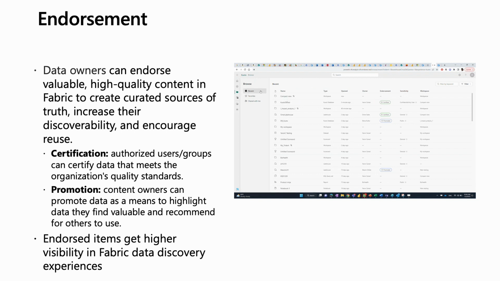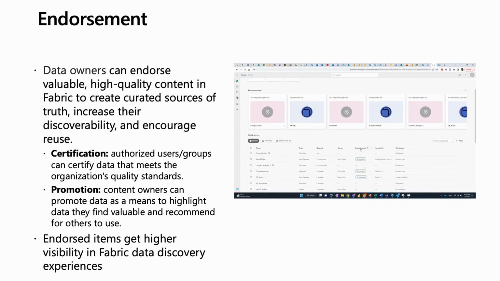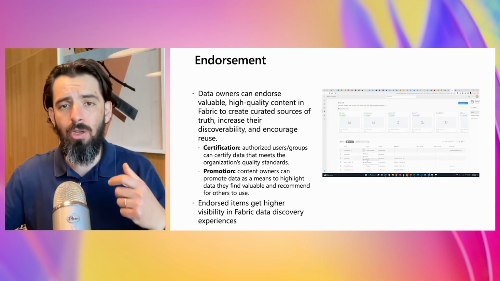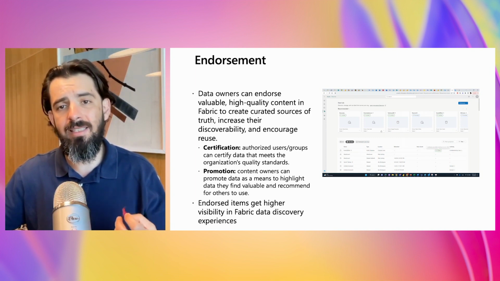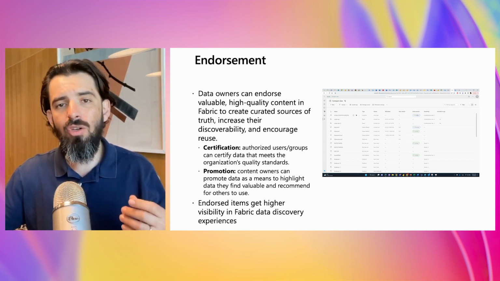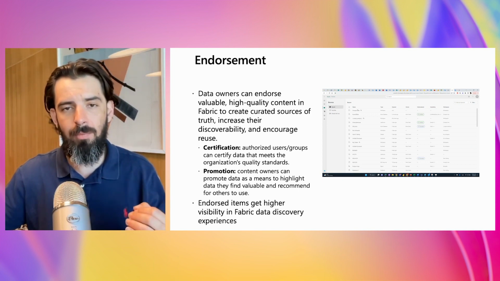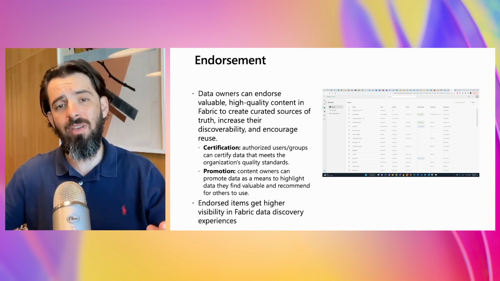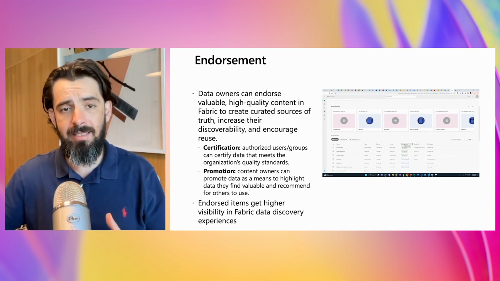First is certification. Users that are authorized by Fabric administrators can certify data assets that meet the organization's data quality and reliability standards. The second way to endorse items is using promotion. This option is available for all data owners, and it enables them to promote assets that they think can be valuable for other users to reuse. Endorsed assets get higher visibility in OneLake Data Hub and other data discovery experiences in Fabric, which makes it easy for you to discover the endorsed assets and leverage them in your analytics tasks.